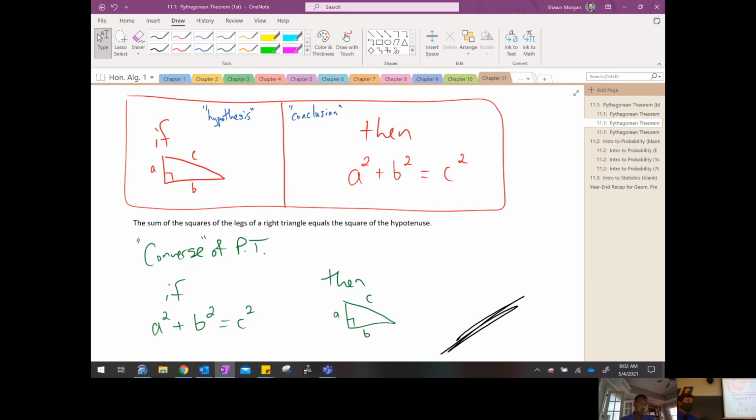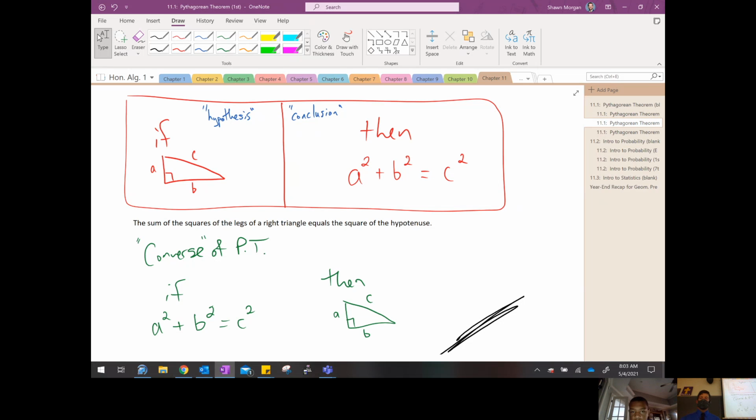The converse is just the reverse, the different direction. Instead of saying if you've got a right triangle, then you've got the relationship between A, B, and C, the converse says if you know this relationship between these three numbers exists, then you've got a right triangle using those three numbers. Do you have to have A, B, and C, or can Pythagoras apply to any letters? It can apply to any letters, okay?